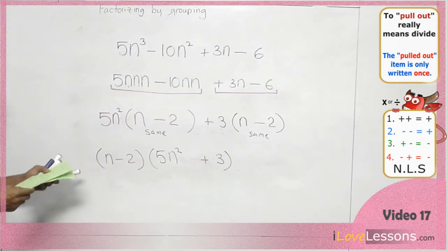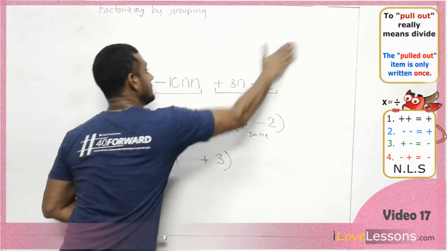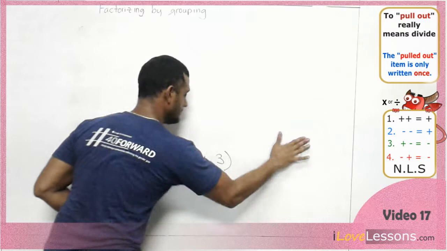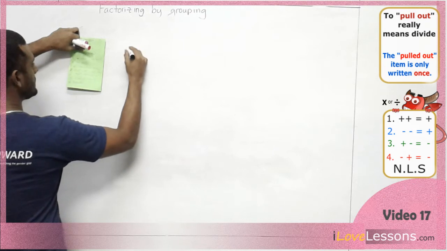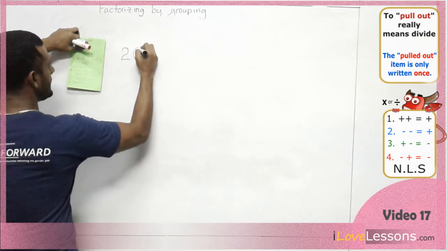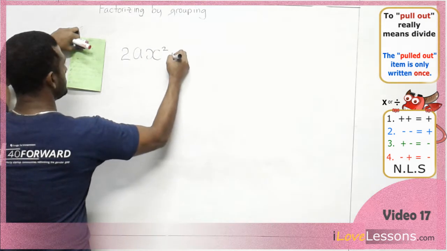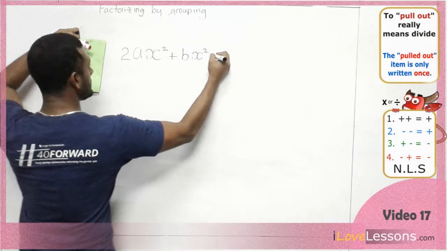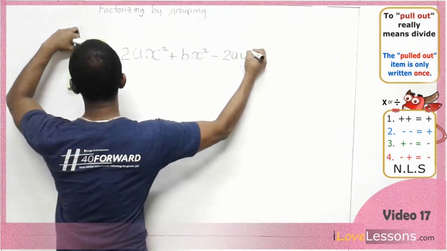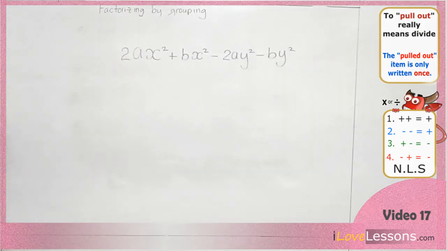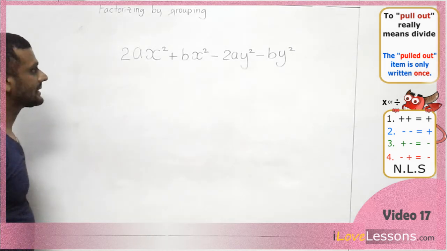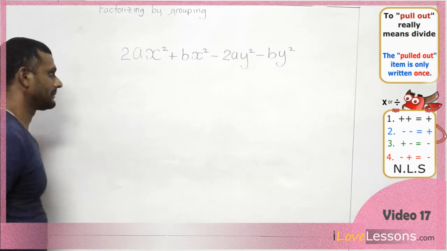Right. Let's try another example. I want a harder one. Let's try a harder one. Alright, so let's try 2a x squared plus b x squared minus 2a y squared minus b y squared. Right? This is a little bit scarier than the other ones we did. So, provided that I have written this correctly on the board, we should be able to work it out.